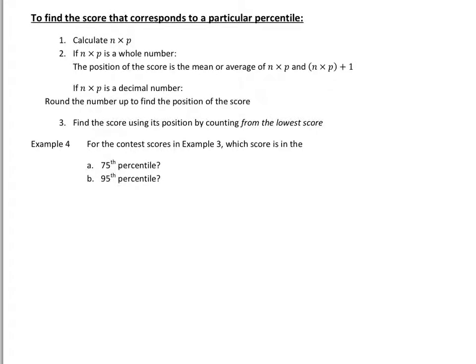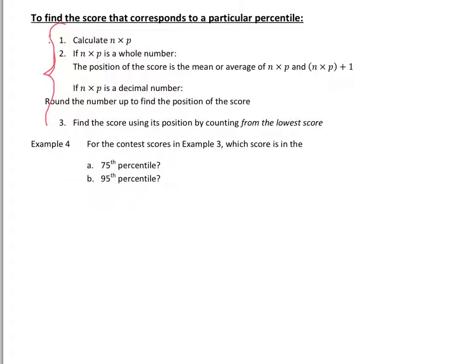Okay, so welcome back. In part 2 of the video then we're going to start by looking at how to find a score that corresponds to a particular percentile. Now there is also a bit of a process that we have to go through in order to achieve that goal, and that is outlined for you right here in steps 1, 2, and 3. Now this is a little bit confusing. I've tried to make it as clear as possible, but please make sure you ask me if you don't understand, okay?